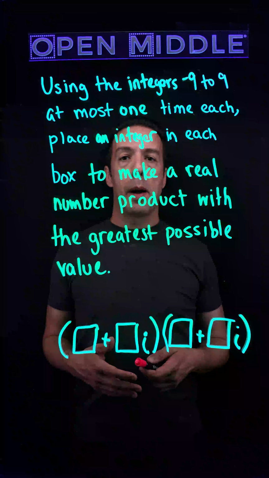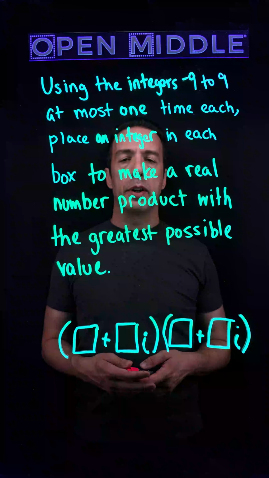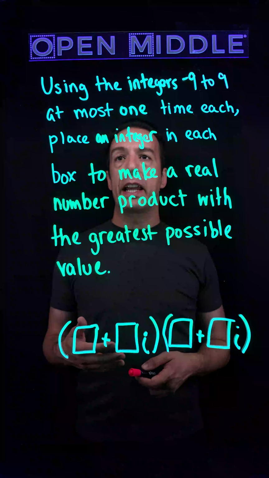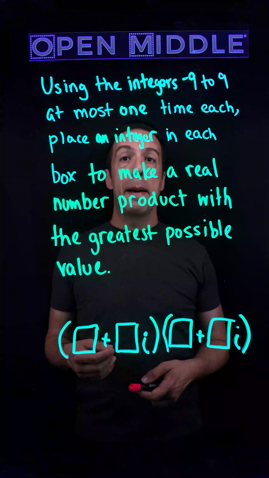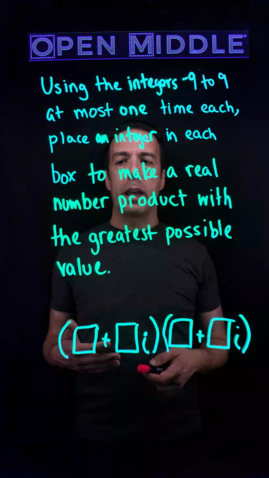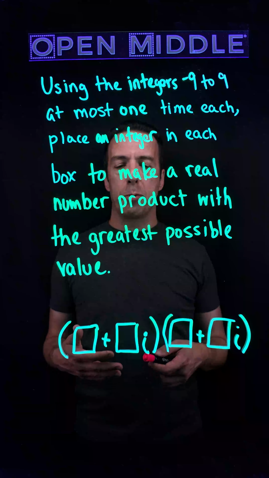So this open middle problem builds off the last one on complex numbers. It says, using the integers -9 to 9 at most one time each, place an integer in each box to make a real number product with the greatest possible value.